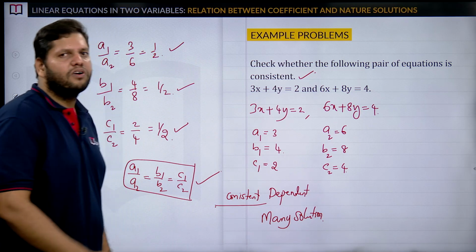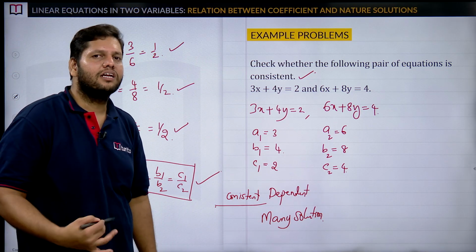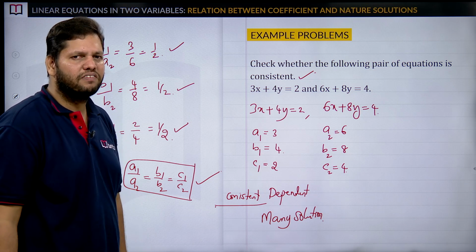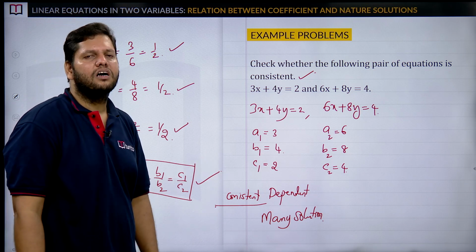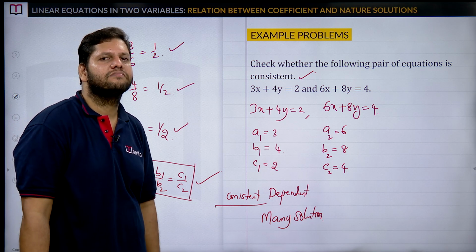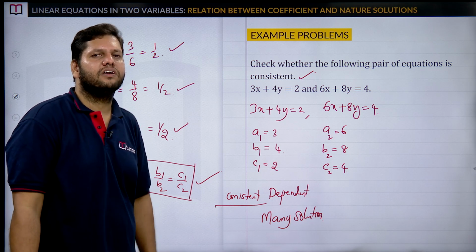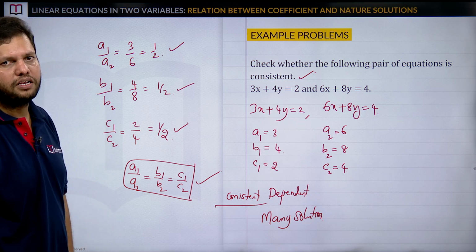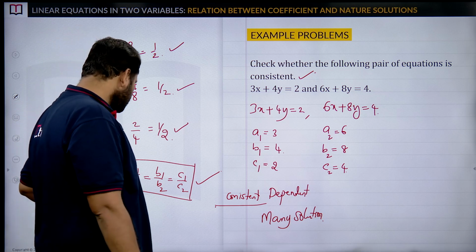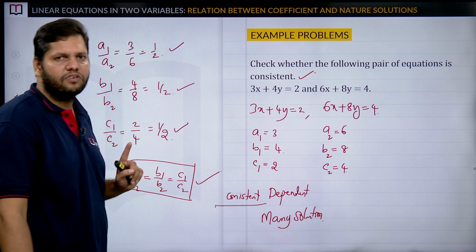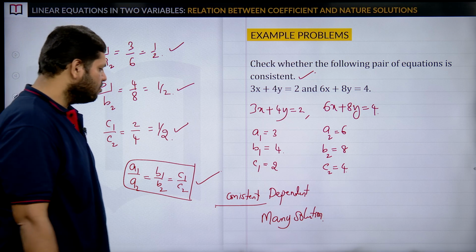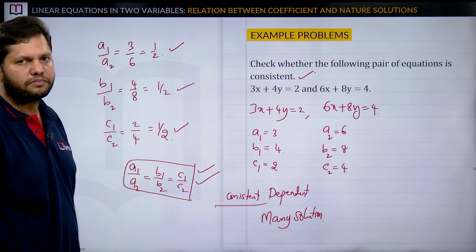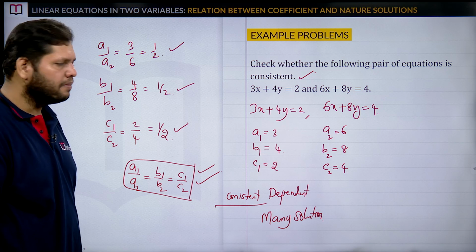So many solutions means what, children? So one line is what? Lying on another line. If one line is lying on another line, so what is the conclusion directly? We can say infinitely many solutions is our final answer. Are you getting my point, children? Here we can say infinitely many solutions. So one line is lying on another line. So a1 by a2 equal to b1 by b2 equal to c1 by c2. So this is called consistent and we can say dependent. So we can say it satisfies the many solutions.